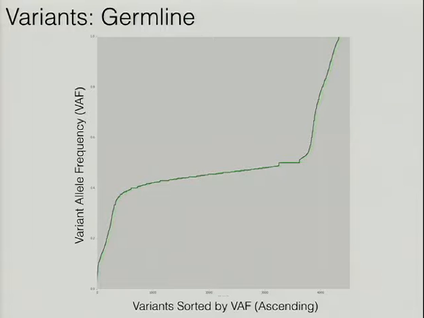Now, these variants also come in two flavors of sorts, germline and somatic. Germline variants are often heterozygous, and that means they exist on a single strand of the DNA rather than the given strand and its complement. Because of this, when we sort variants in a germline sample, we'll see their allele frequencies concentrate around the 50% mark right here. In many respects, germlines represent the simplest case.